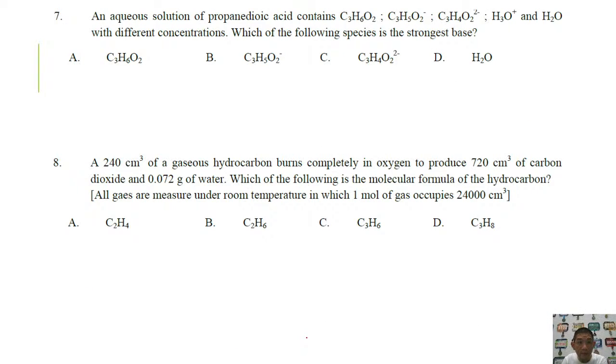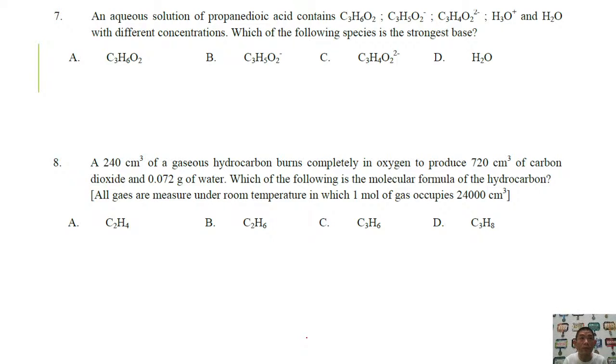Okay, as for number 7, an aqueous solution of propanedioic acid contains C3H4O4, C3H3O4-, C3H2O4 2-, H3O+, and H2O at different concentrations. Which of the following species is the strongest base? Now, because propanedioic acid is a diprotic acid, it will undergo stages of dissociation.